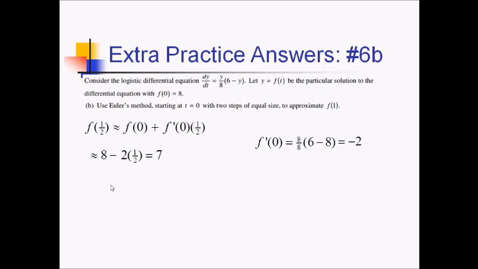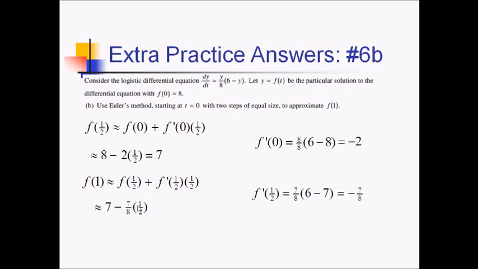Now we're going to use that to find f of 1. F of 1 is going to be approximately f of 1/2 plus f prime of 1/2 times a step size of 1/2. F of 1/2 we said was 7 approximately. F prime of 1/2, now we're plugging in the y value that goes with x equals 1/2, namely 7, into this. So we have 7 over 8 times 6 minus 7. That's 7/8 times negative 1, or negative 7/8. So this is negative 7/8 times 1/2.